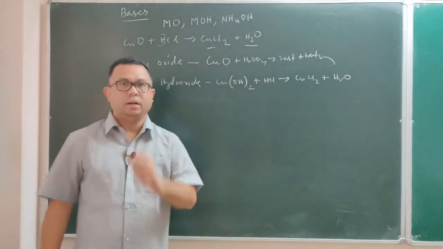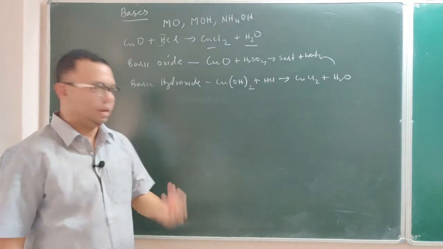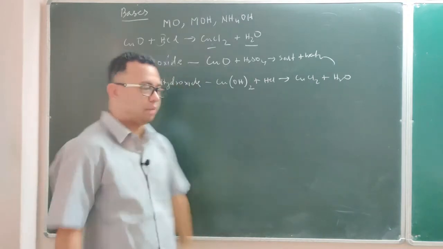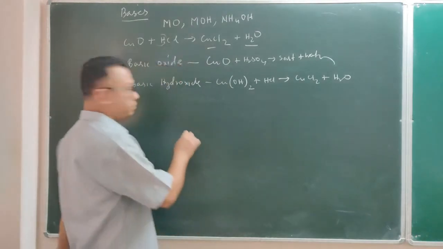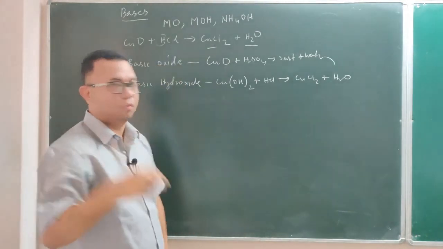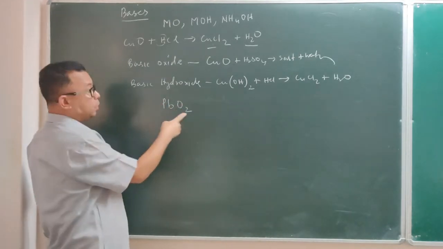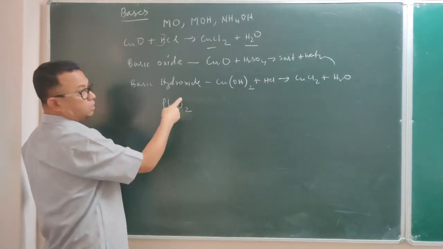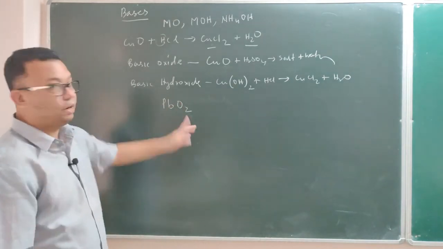Now please note that not every metallic oxide or hydroxide is a base. One very good example I'll give you is lead(IV) oxide, lead, I mean to say Roman 4, PbO2. Here the valency of lead is 4, so that 4 has gone there, 2. Oxide is 2. So 2 and 4, as you cancel it, this is lead(IV) oxide.